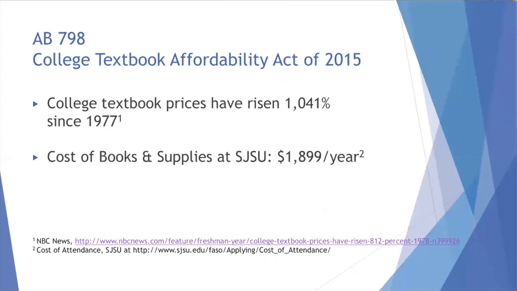And one of the driving factors was some of the statistics you see here on the screen. College textbook prices have risen over 1,000% since 1977. And over the past 4 decades, the cost of other goods tracked by the Consumer Price Index has not risen nearly as much as the cost of textbooks. Here at San Jose State specifically, students are paying close to $2,000 a year for books and supplies. In some disciplines, like the sciences, it's probably more because we know that these textbooks are generally more expensive than other subjects.